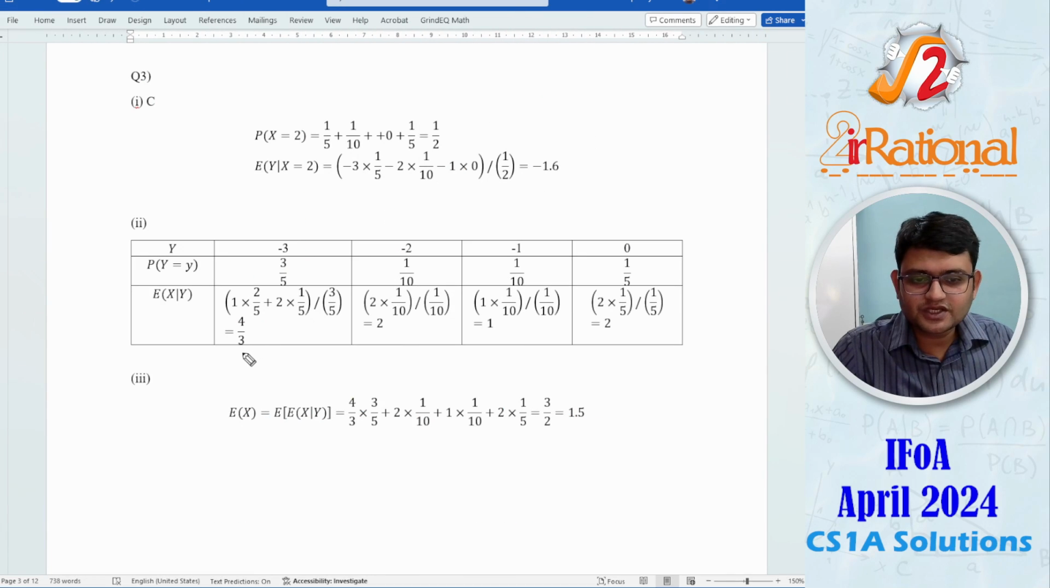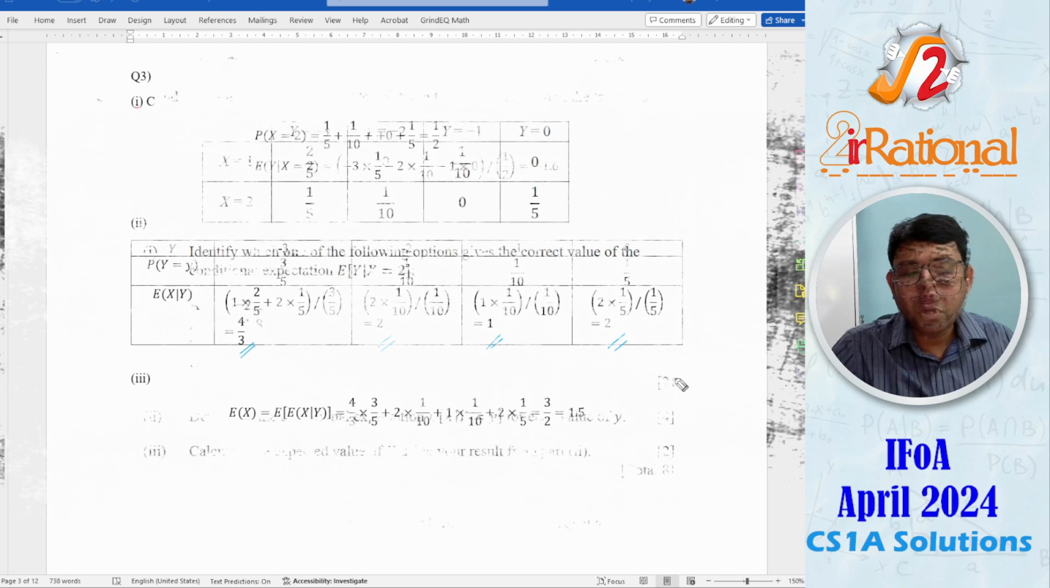And that gives me the expected value of X when Y is minus 3 as 4 by 3. When Y is minus 2, it is 2. When Y is minus 1, I get 1. And when Y is 0, I get 2.